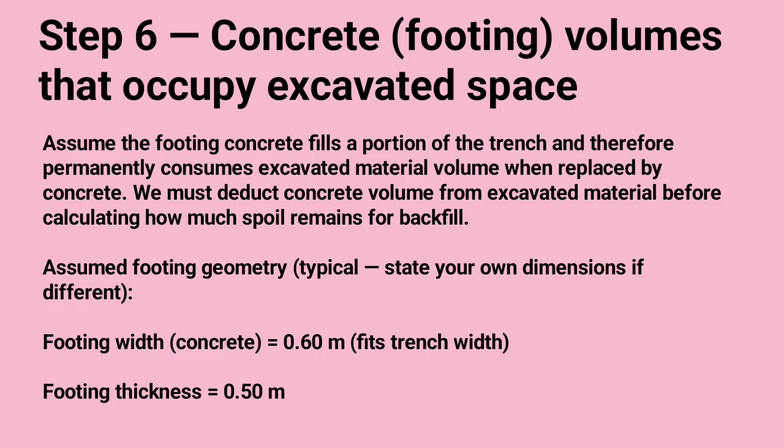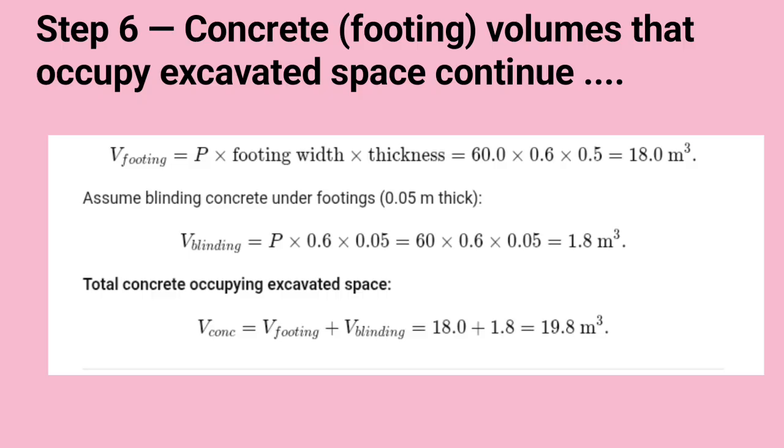Step 6. Concrete volumes in trench. Part of the trench will be permanently filled with concrete. We assume the footing width is 0.6 meters and the thickness is 0.5 meters. So the footing concrete volume is 60 times 0.6 times 0.5 is equal to 18 cubic meters. We also place a blinding layer of 50 millimeters. 60 times 0.6 times 0.05 is equal to 1.8 cubic meters. So the total concrete filling the trench is 18 plus 1.8 is equal to 19.8 cubic meters. This must be deducted from the trench when calculating backfill.